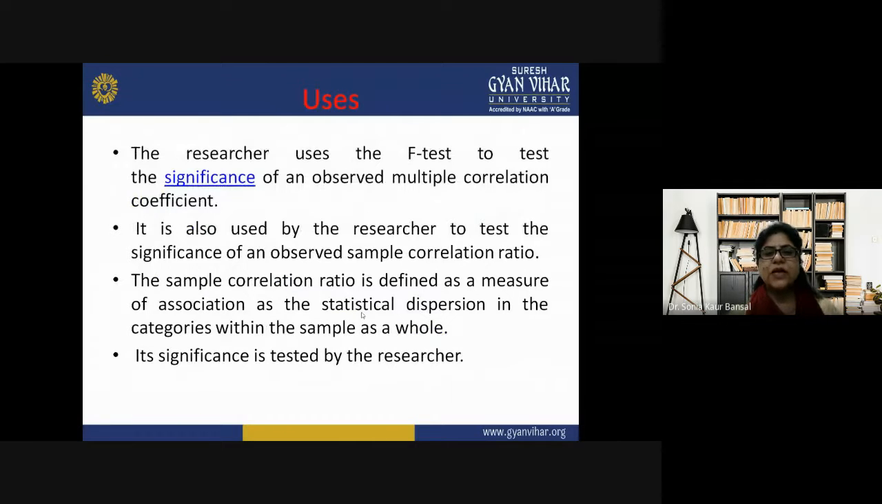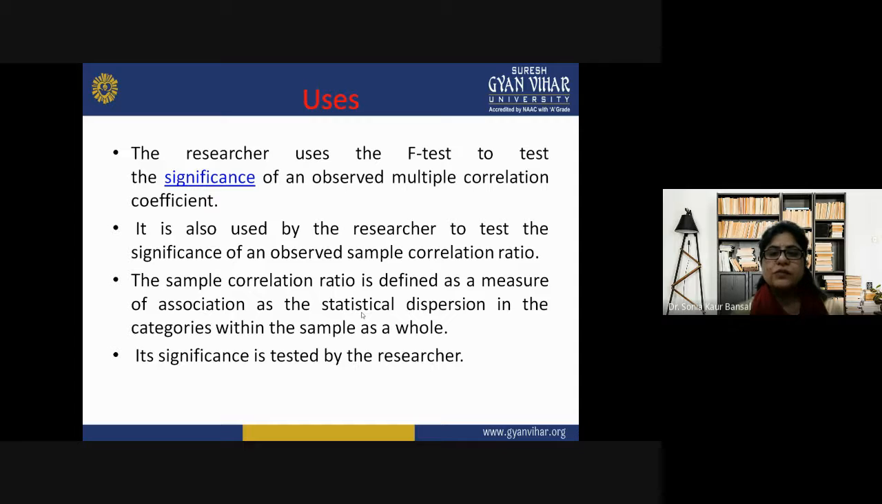Now let's see some uses of the F-test, how the F-test is working. So students, I have already told you in my previous slides that the F-test is actually used to test the significance of an observed multiple correlation coefficient. I have already mentioned in previous slides also that the F-test is used by the researcher to see how equally the data is dispersed around the mean or standard deviation. So the researcher uses the F-test to test the significance of an observed multiple correlation coefficient.